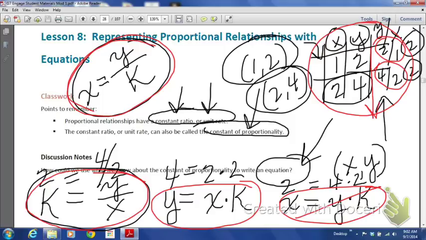In your future studies of algebra, you will come up to problems that have no solution. And that will be the case. There's no solution because there really is no unit rate or constant of proportionality. Okay. All right.